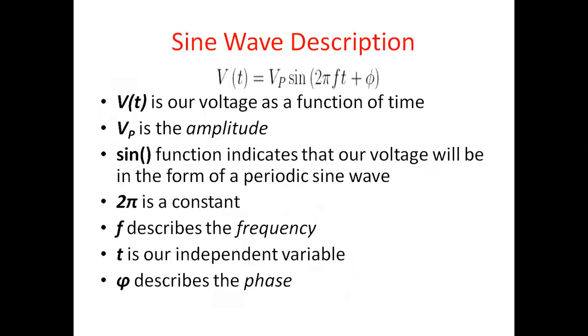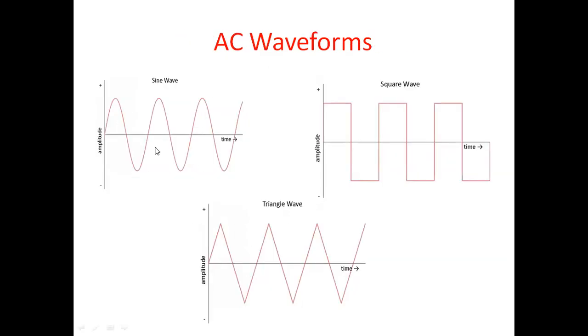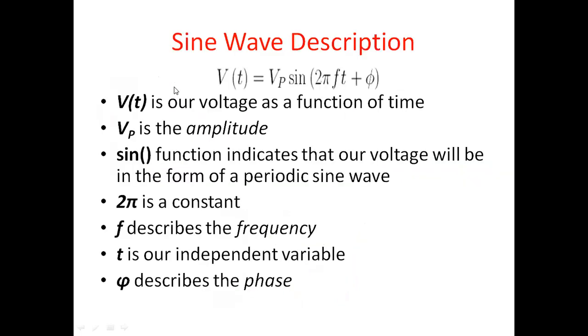Next point is how to describe these waveforms. First, we will see how to describe the sine waveform. We can describe an AC waveform in mathematical terms. For example purpose, we have considered here the sine waveform. There are three parts of a sine wave. One is amplitude, and next frequency and phase.